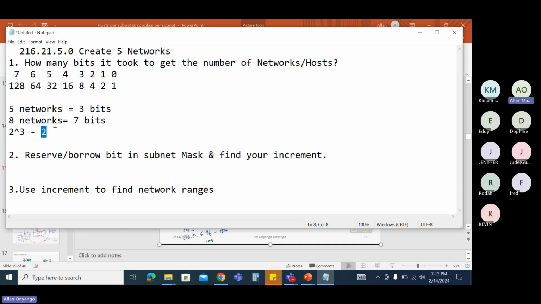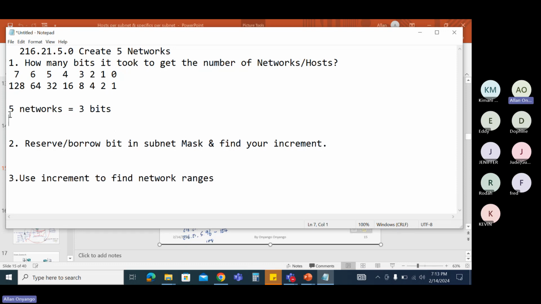Those are not 8 networks. That is 6 networks. That's why an exact number is not going to give you the answer you need. An exact number will always be less by 2 if you do the calculation, especially for the hosts or for the network. So, are we together? Yes. Anyway, forget about what I'm saying now because we are going to reach it.